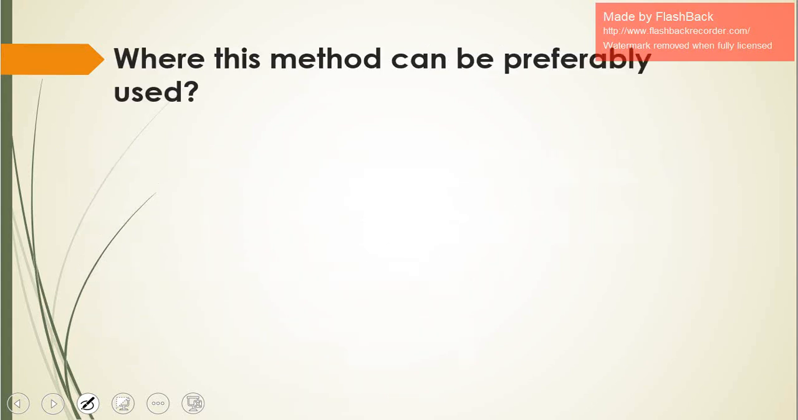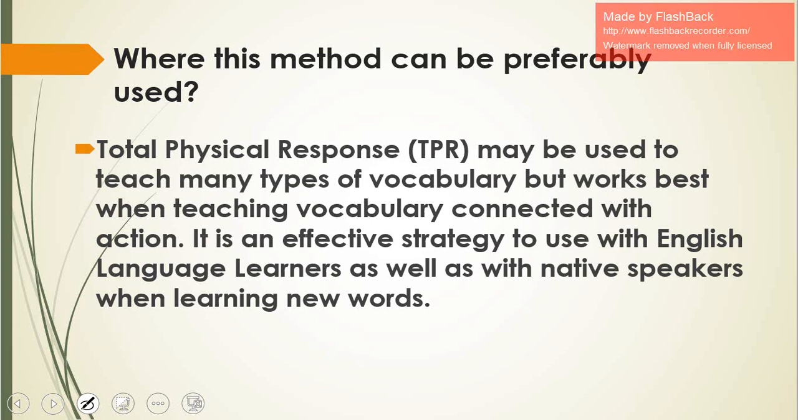Next, moving forward, where this method can preferably be used. Like in every method, we have preferable situations, and the preferable situation for this method is: total physical response may be used to teach many types of vocabulary, but works best when teaching vocabulary connected with action. We have multiple vocabularies. Most of the time, vocabulary in the form of verbs is preferable for the total physical response. For example, wash, take, give, open, close, drive, hand over. These are the vocabulary words that are visible in the total physical response.